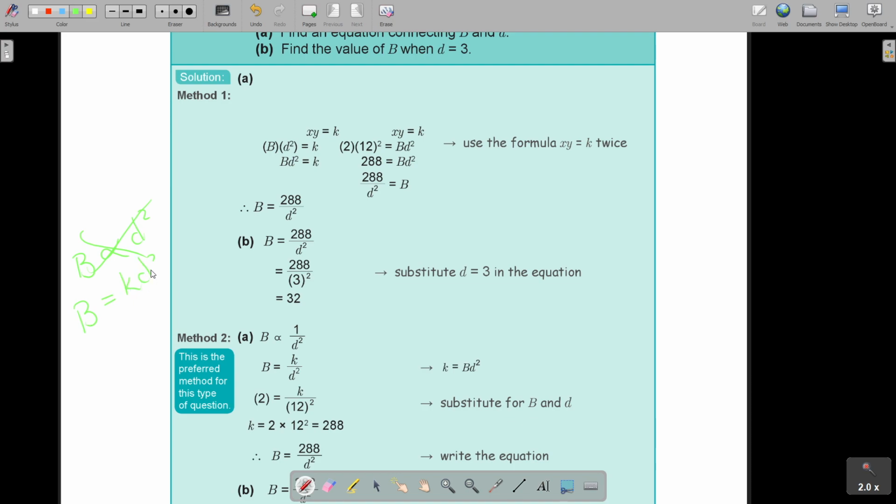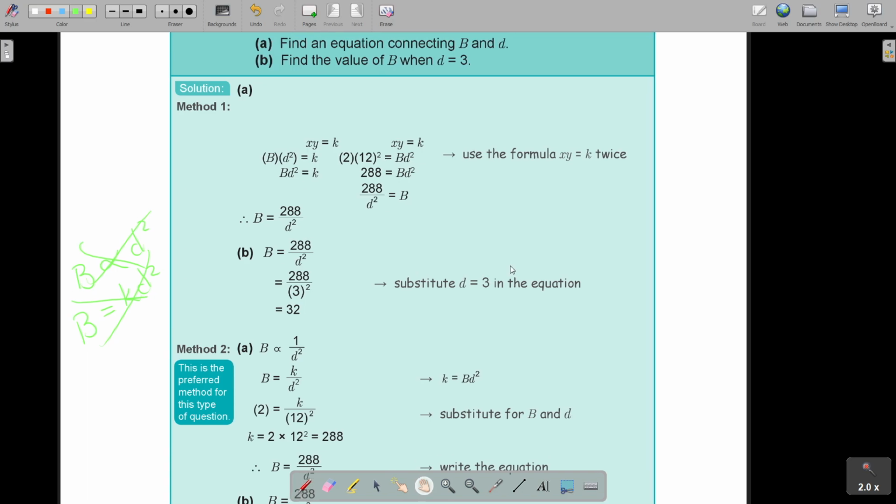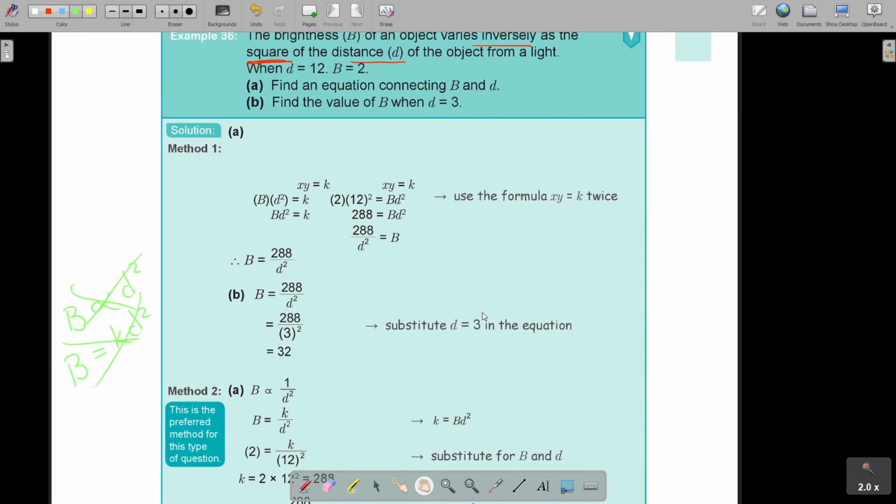Then you would have just put it there. But again, it's not direct, it's indirect. Now they will give you info. And with that info, when you're going to find the value of K, you substitute D is 12, B is 2. So B is 2, D is 12. This is the preference, so this is the method they want you to use.